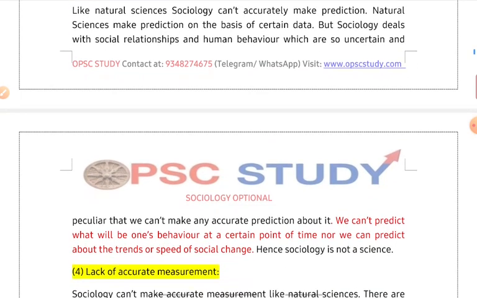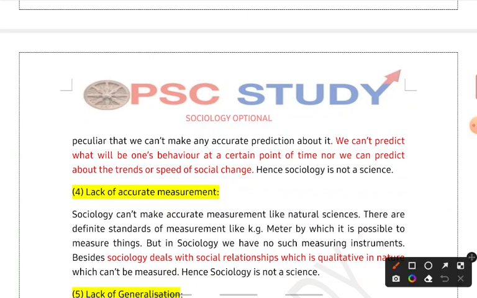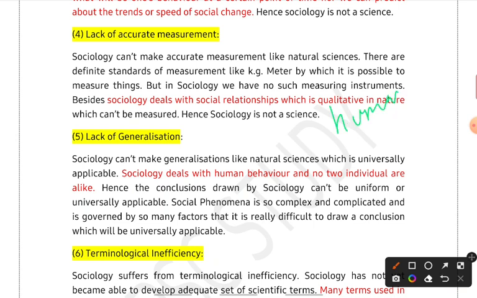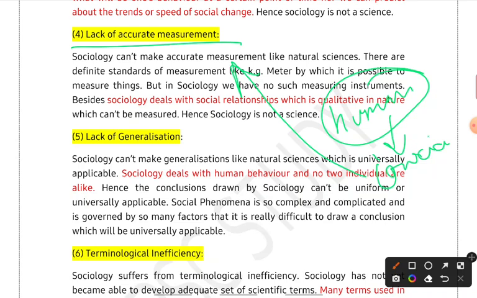Lack of prediction. We can't predict what one's behavior will be at a certain point of time, nor can we predict the trends of social change. What I explained before, the same point over here. Then it lacks accurate measurement. Obviously it's human behavior. If a human is involved, his consciousness will be involved in it, and consciousness cannot be the same, so you cannot measure anything accurately in regard to the human involved in that particular institution. So it lacks accurate measurement.